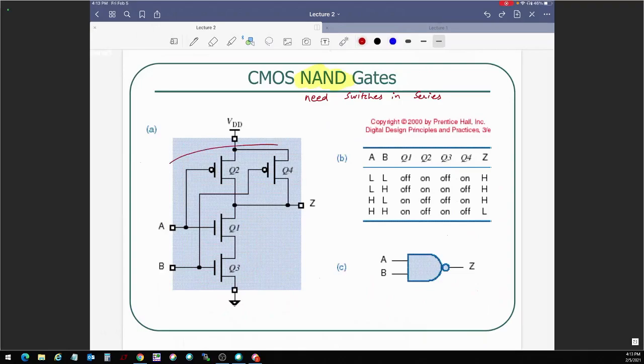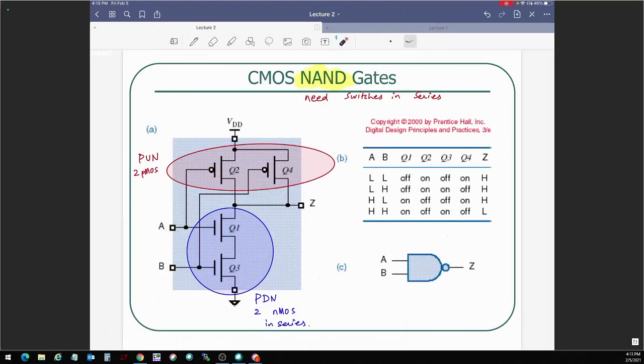All right, so I'm going to identify this as my pull up network, which right now has two pMOS transistors in parallel. And this is my pull down network with two nMOS transistors in series. And all of this is being done to get to this particular logic symbol, right? This is your NAND, a gate followed by the bubble, which indicates inversion. In other words, this symbol logically can also be written as AND followed by NOT.